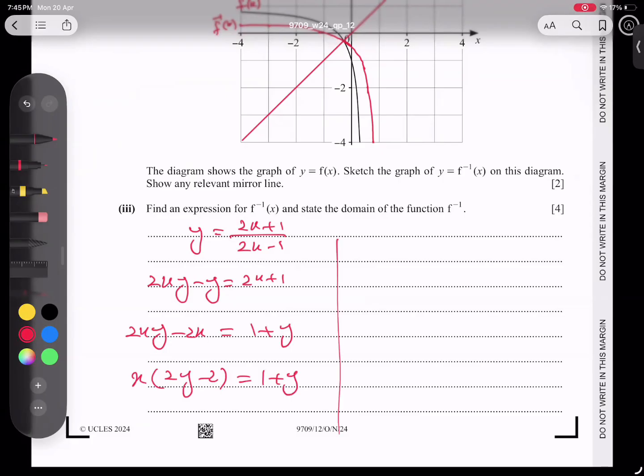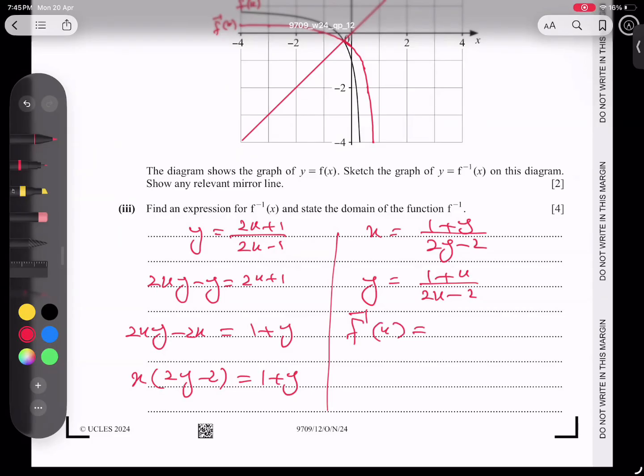After this, students, what to do? So this will divide, and I get x is equal to 1 plus y over 2y minus 2. And this is done. Now interchange: each x becomes y, and y becomes x. This is done. And now he's asking to find the inverse, so we write here f inverse of x.